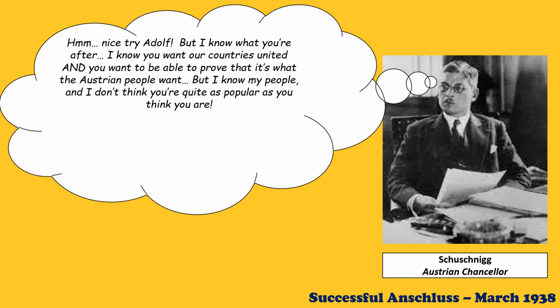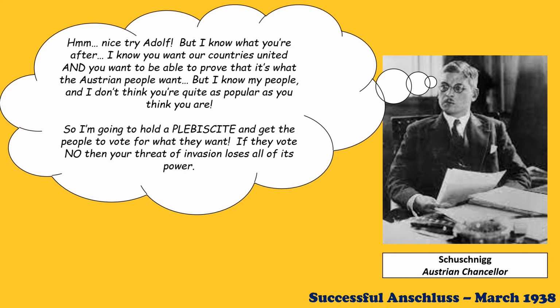But Schuschnigg thinks, I know my people, and I don't think you're quite as popular as you think you are. So Schuschnigg says to Hitler, I'm going to hold a plebiscite. And if you need a bit of a reminder of what we mean by a plebiscite, take a look at our Early Lebensraum video. I'm going to hold a plebiscite and get the people to vote for what they want. And if they vote no, and they don't want Germany and Austria to be united at all, then your threat of an invasion loses all of its power.